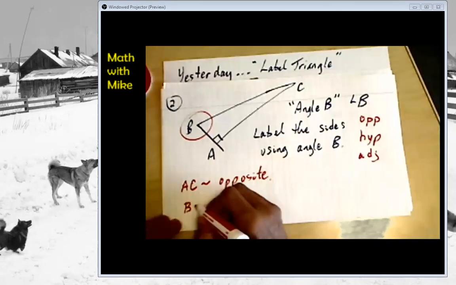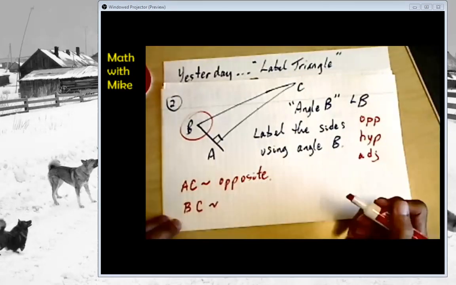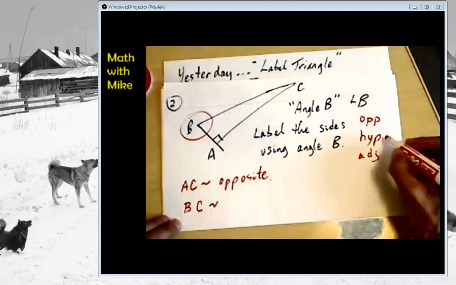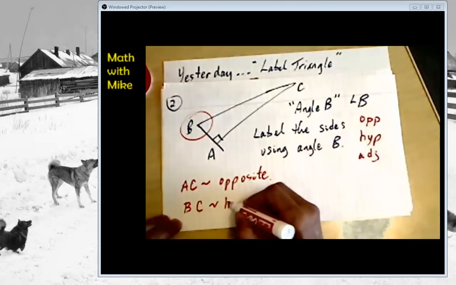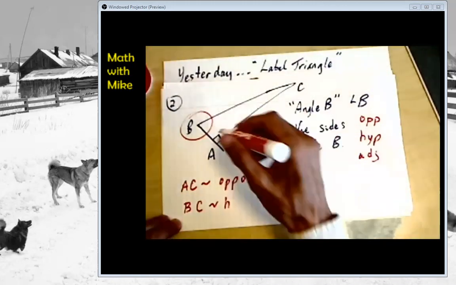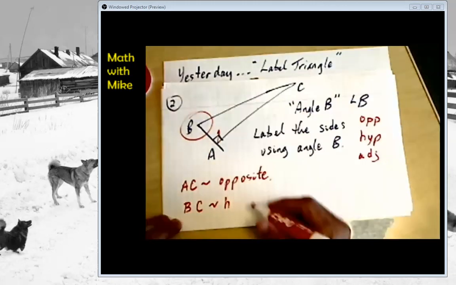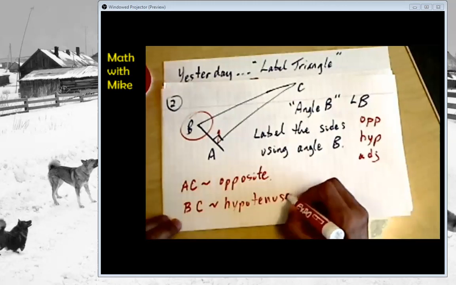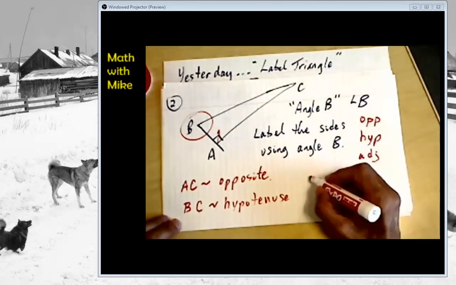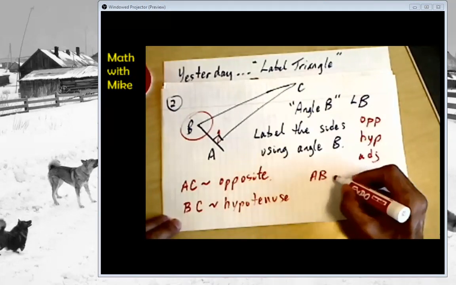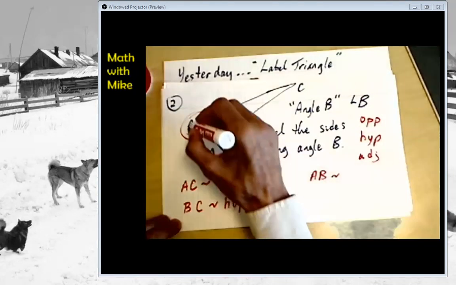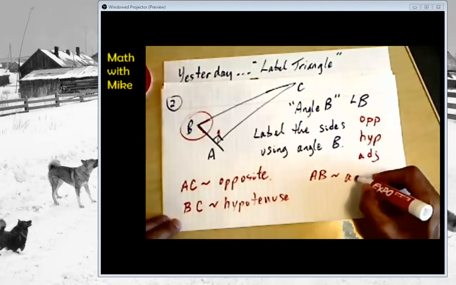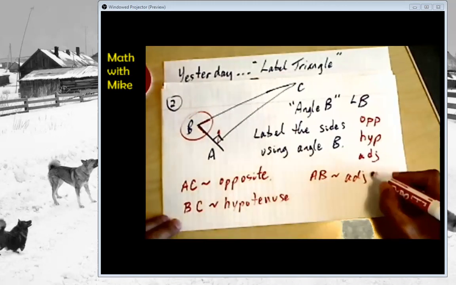BC, what's that one? It's a hypotenuse. BC is the hypotenuse. It might not look like it, I guess it kind of does, but the 90 degrees points at it, right? So BC is the hypotenuse. All right, AB. The last one, of course. Adjacent. Yeah, that's the one. A DJ, right? Adjacent.